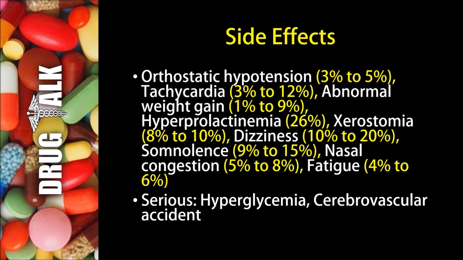Xerostomia, or dry mouth, may happen 8 to 10% of the time, and 10 to 20% of patients may experience dizziness. 9 to 15% of patients may experience somnolence. Nasal congestion may happen 5 to 8% of the time, and fatigue may happen 4 to 6% of the time. Now, some more rare but serious side effects would be hyperglycemia, or high blood sugar, or a cerebrovascular accident.